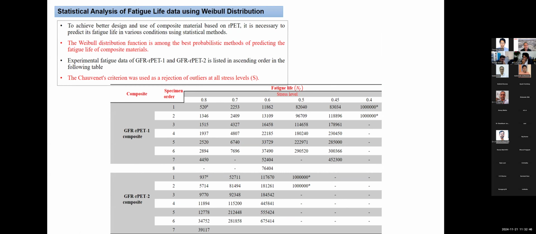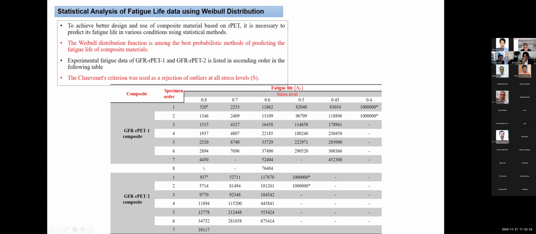And in the morning session, somebody was asking about the statistical significance. If you look at this data set for RPT1, stress level 0.8, we have the first sample failing at 520. The seventh one, we tested 7 samples, the last one at 4,450. There are statistical methods available, like here we used an outlier criterion called the Chauvenet outlier criterion, which tells me that this 520 does not belong to this population. Similarly, this is on a lower side.